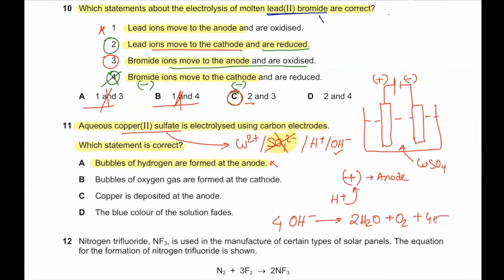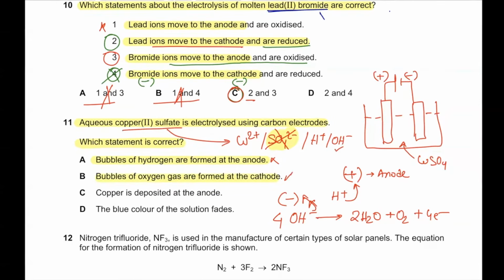So definitely this is a negative ion. Now, a negative ion will never go towards the cathode, because the cathode is the negative pole. So a negative ion will never go towards the cathode. So the statement that bubbles of oxygen are formed at the cathode is also wrong.